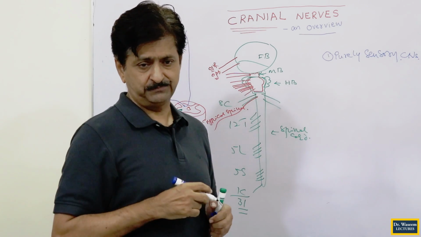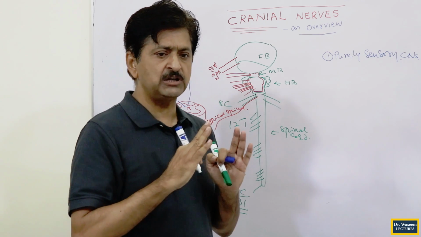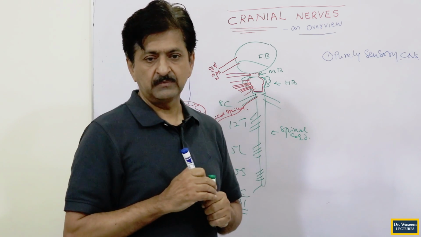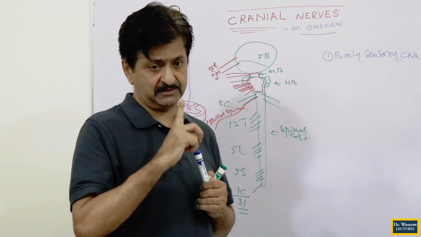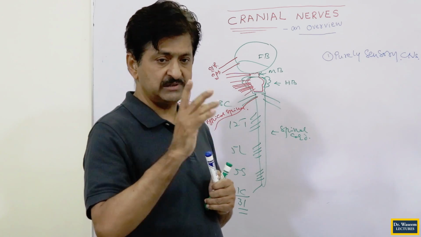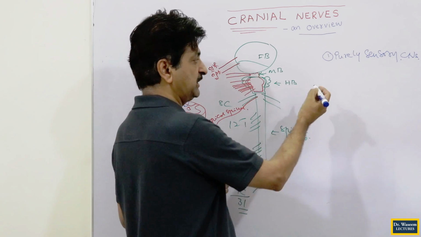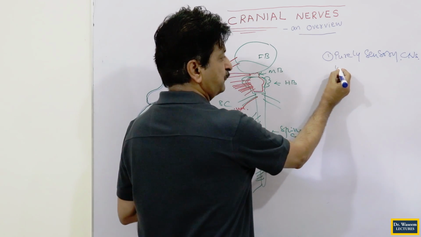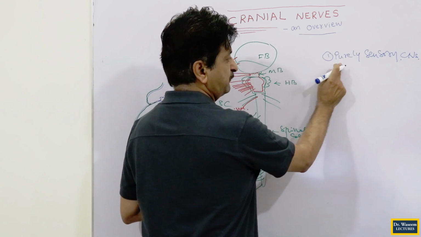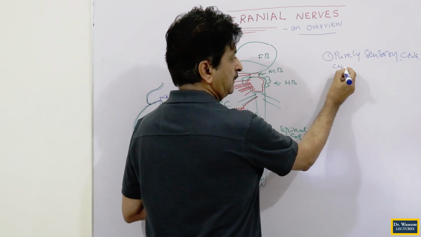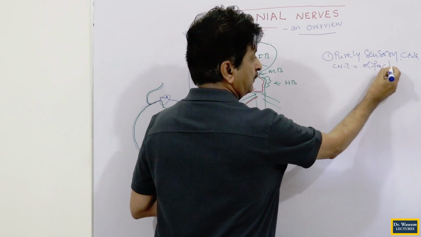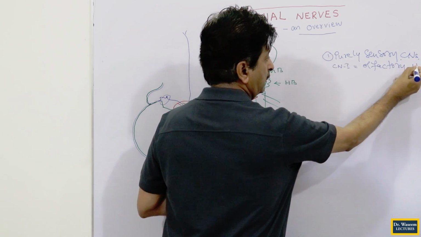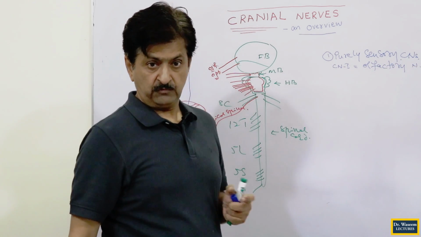Why? Because it is a special sensory nerve. All nerves which carry special senses from the special sensory organs, except taste, are purely sensory. Like the first nerve, that is called cranial number 1, CN1, this is called the olfactory nerve. Purely sensory, very purely sensory.